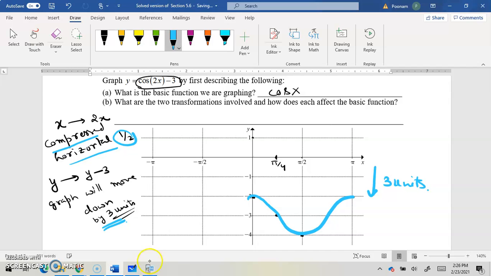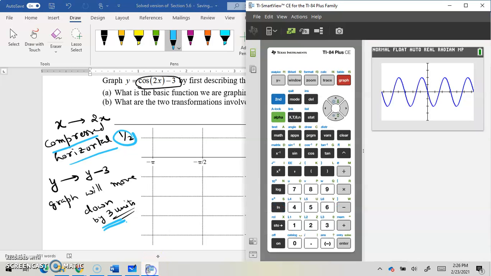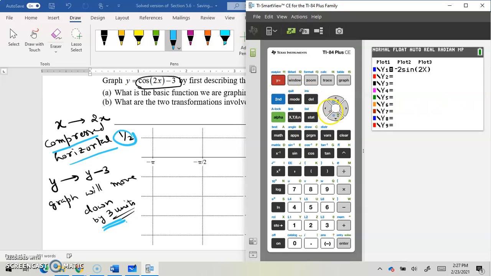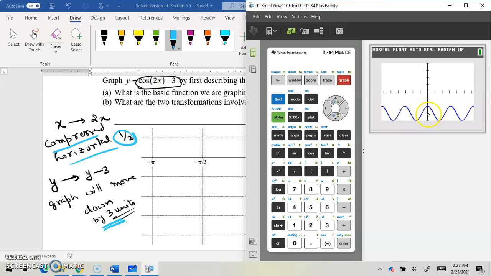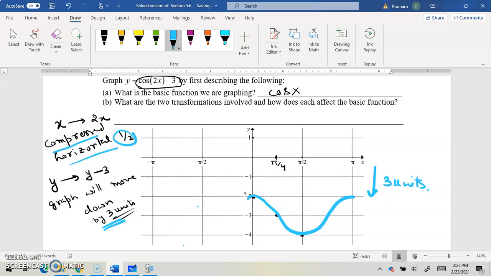So we can plot all the graphs using transformations if we know the basic graph. Let's try it on our calculator. Clear what we had before. Cos of 2x minus 3. It should be compressed and moved down by 3 units. So the highest point is negative 2, and on the calculator also, the highest point is negative 2. So the domain is still the same, negative infinity to infinity, but the range of this graph will be from negative 4 to negative 2.